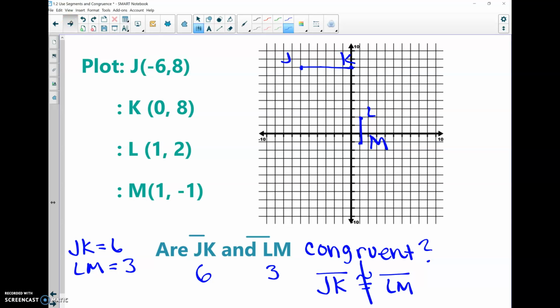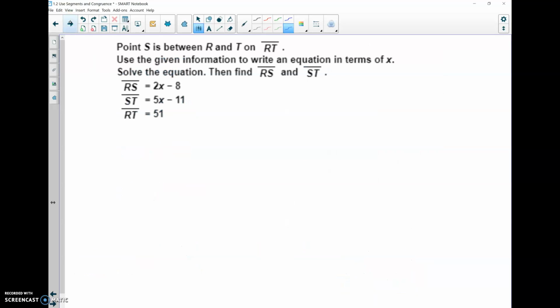Alright, last slide for today. Point S is between R and T on line segment RT. Use the given information to write an equation in terms of X. Solve the equation, then find RS and ST. So S is between R and T. Take a minute and try to set up an equation based on the segment addition postulate. If you wrote this, you are correct.